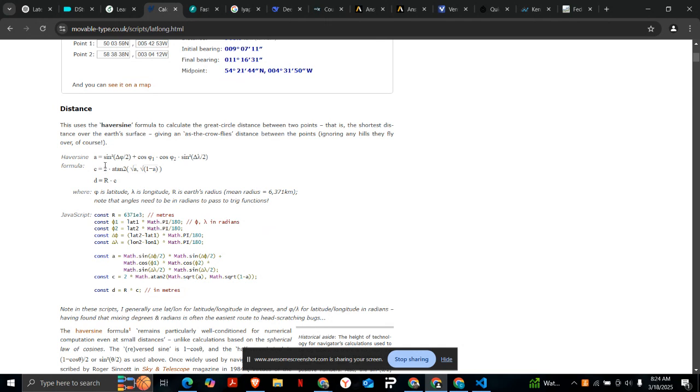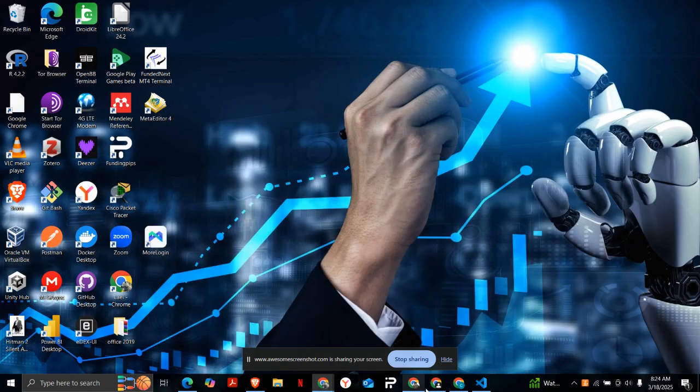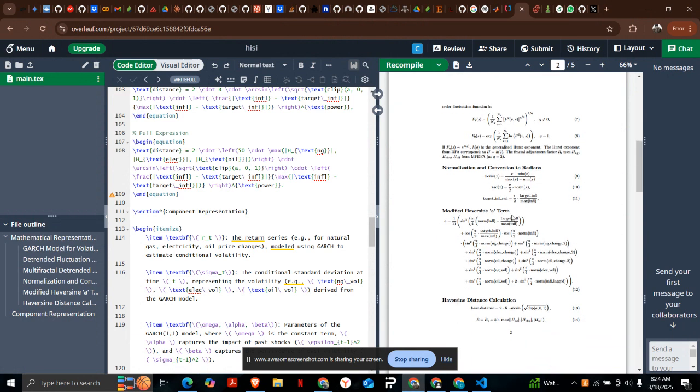Then we calculate C, which is 2 times the arctan2 of the square root of A and the square root of 1 minus A. And then the final distance is given by d = R times C. R, which is the radius of the earth, is 6371. This one is a constant. Then here we are getting our A value by calculating the weighted sum of the normalized economic variables.